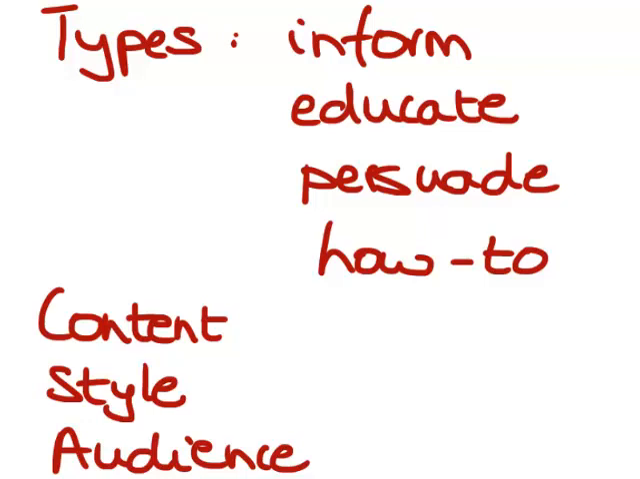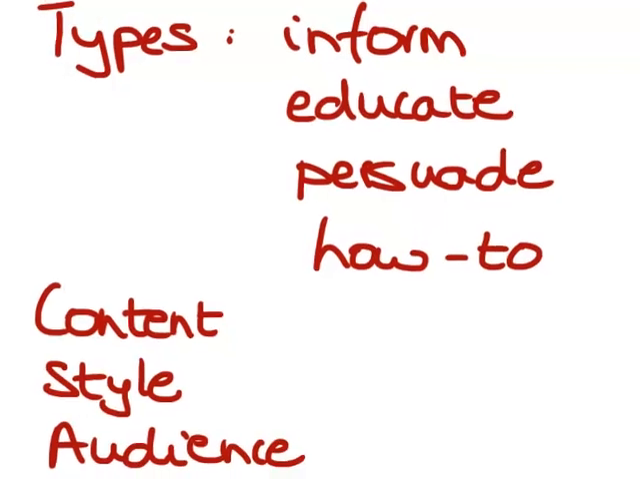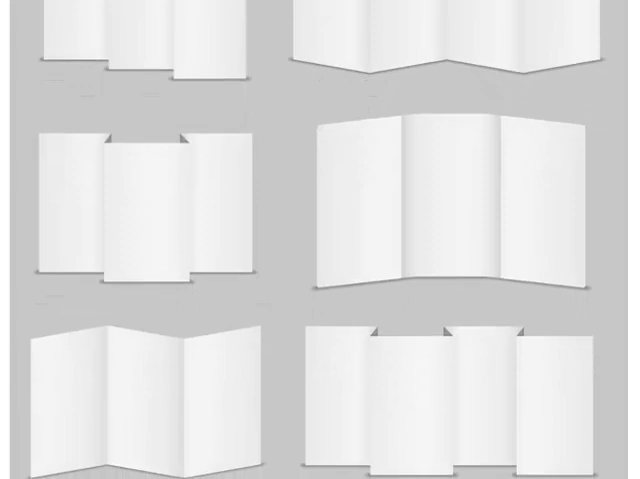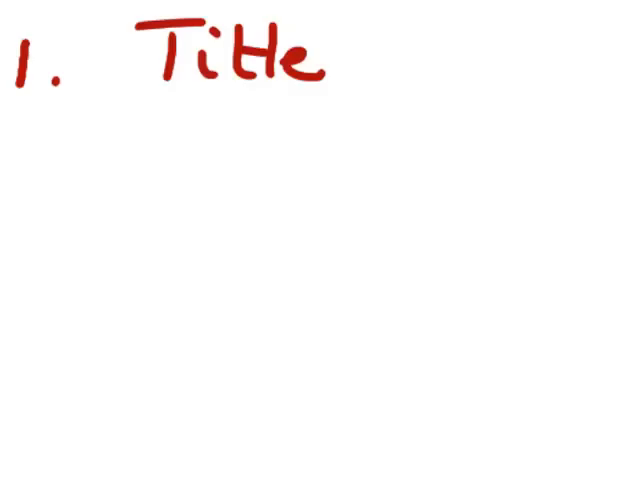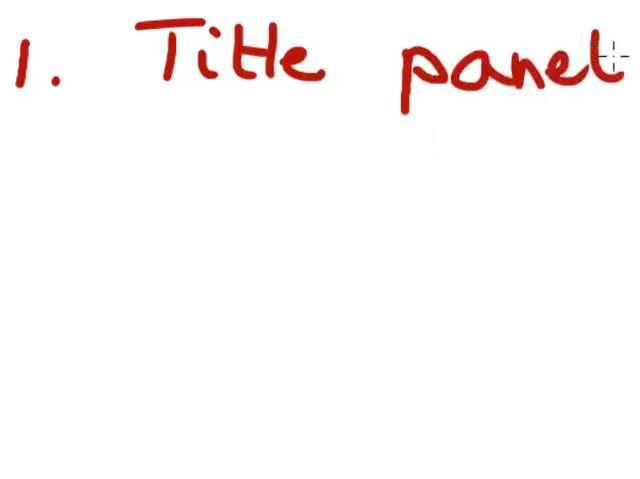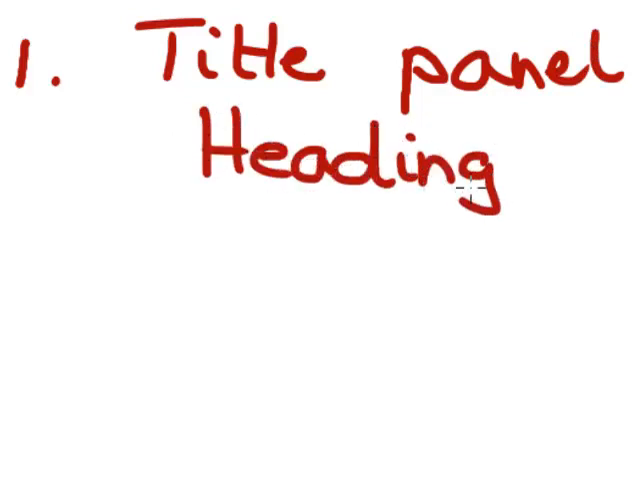And then in terms of your format, from those kinds of brochures, you've got a choice of how you present your brochure, but no matter what kind of brochure you choose, there are certain basic things you have to have. First of all, the title panel. So that front panel of your brochure, there should be a heading. You must grab the attention of your audience.